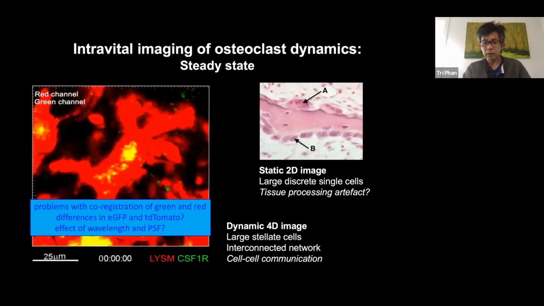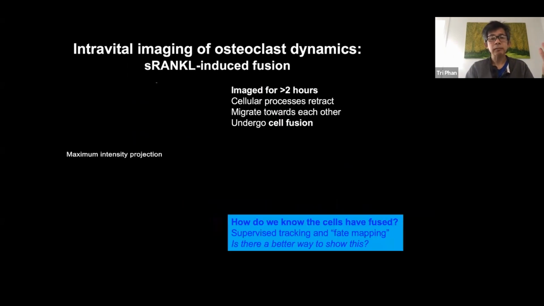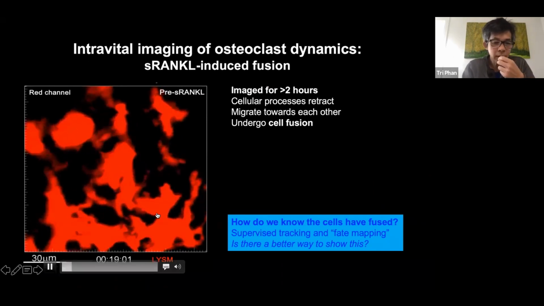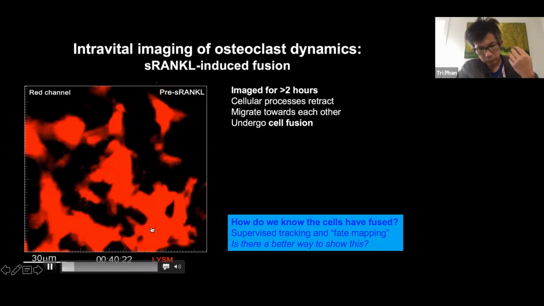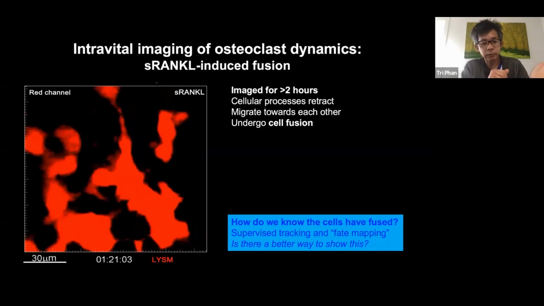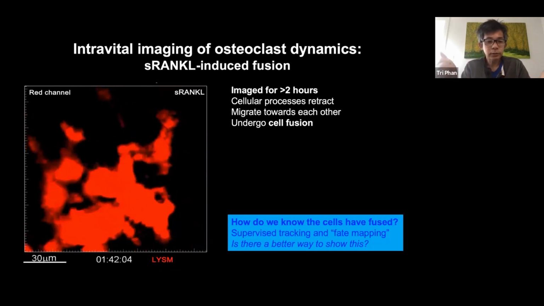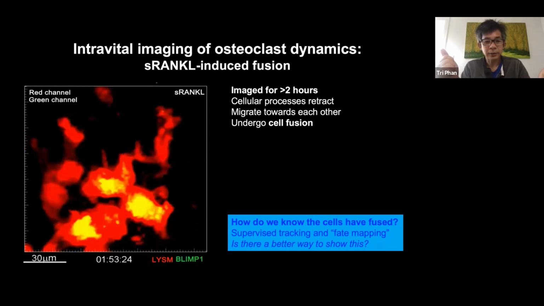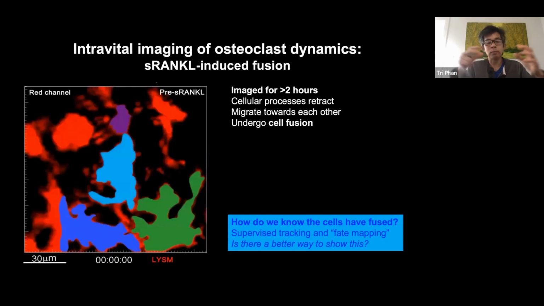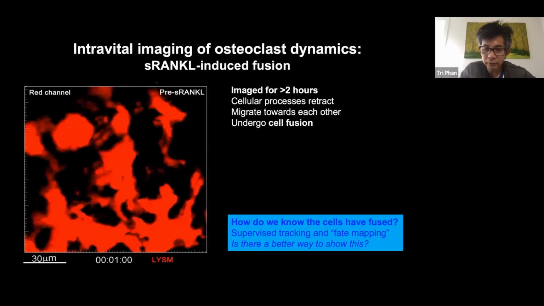Okay, so already in the steady state, they look really different. We know that RANKL stimulates osteoclastic bone resorption. So what happens if you inject RANKL? You can see here in this example, and just to make it clearer, we've removed the green channel. You can see actually that not only do the cells pull back their processes, but they actually start moving together, and then they fuse to form an even bigger activated osteoclast.